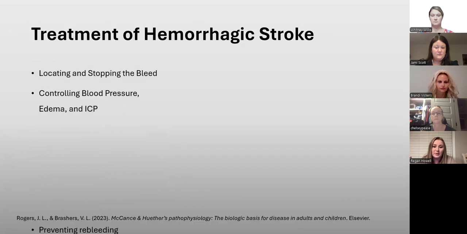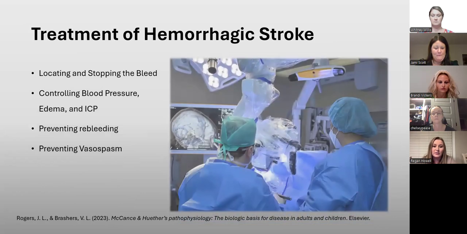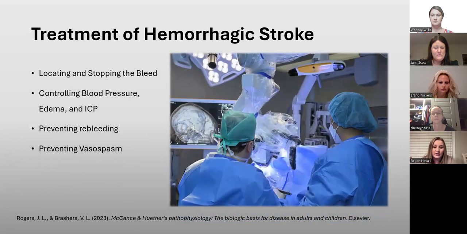And for treatment of the hemorrhagic stroke, you want to locate and stop the bleed. You can have a craniotomy done to remove part of your skull. That way they can see the bleed and get it fixed. Then you want to control the blood pressure, edema, and your ICP. You want to prevent rebleeding and prevent vasospasms.